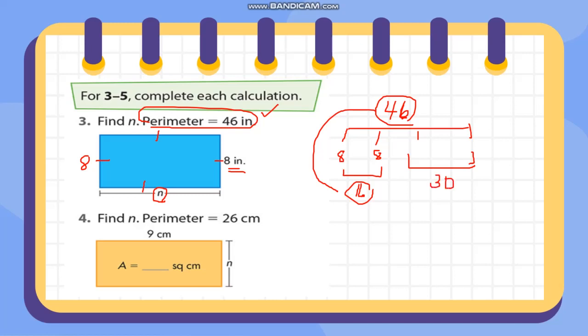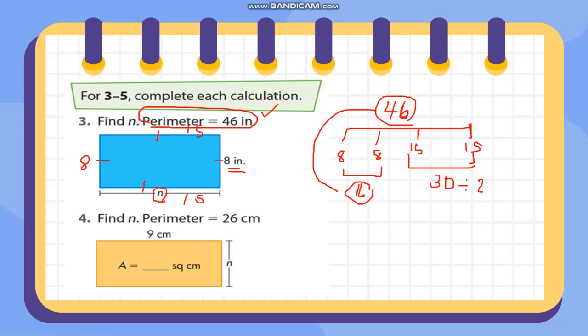And this 30 must be divided among these 2 sides. So 30 divided by 2 is equivalent to 15. So this must be 15 and 15. That's why this is 15 and this is also 15.